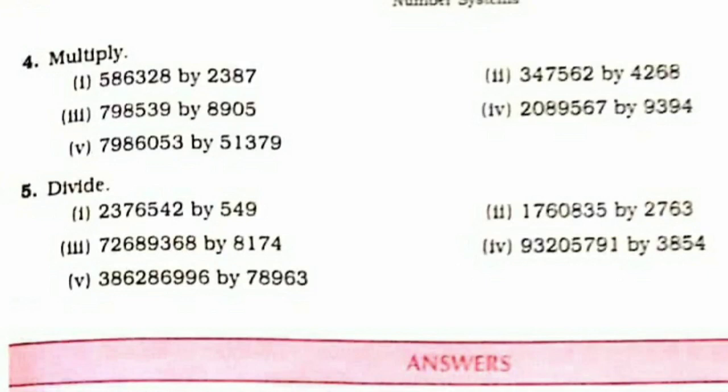Now see question number 5. 5 parts are given here. We will solve 3 here in this video and the rest 2 you do on your own. Okay, so now the first part, see the first number given is our dividend, and the second number, which is written after by, is our divisor. So we will solve this type of question in this manner. See the example also.